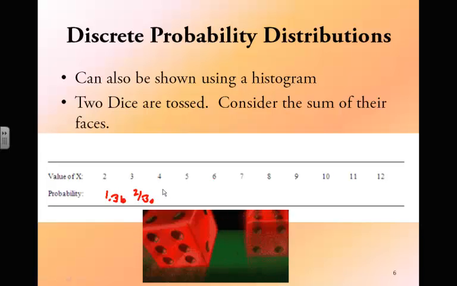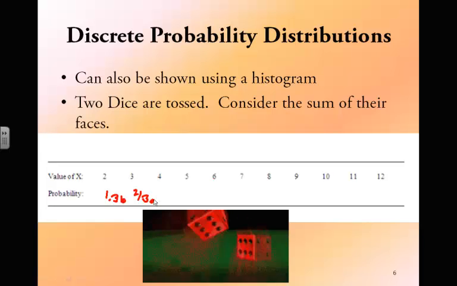And a 4 is, well, let's think about the ways that we can get a 4. We can get a 4 with a 1 and a 3, or a 3 and a 1, or a 2 and a 2. Right? So there's 3 ways for that. So 3 out of 36. And then a 5 would be a 1 and a 4, or a 4 and a 1, a 2 and a 3, or a 3 and a 2, or that's it. So 4 out of 36.